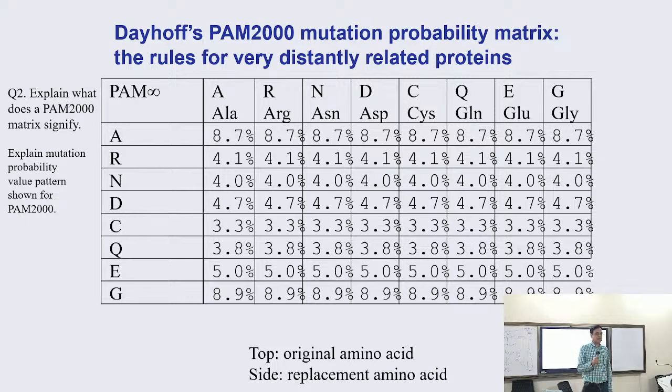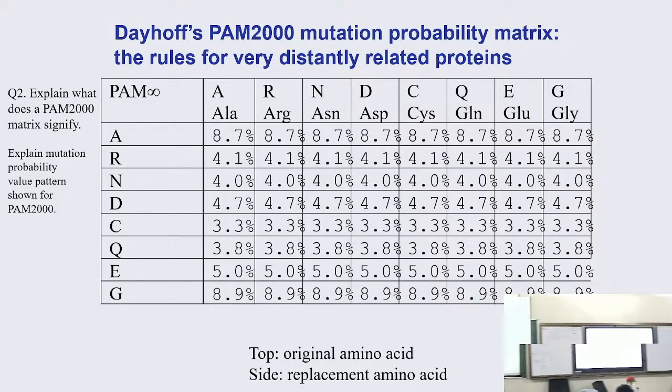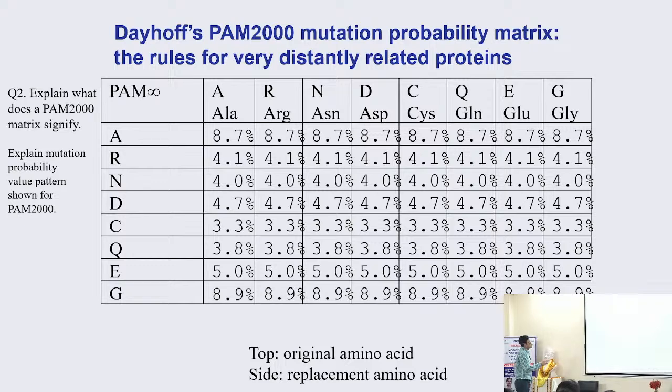PAM 1 is 1% divergence, but it also represents one evolutionary time unit. PAM 2000 represents 2000 evolutionary time units, and one evolutionary time unit could be in millions of years. So 2000 could be indicating billions of years of evolution, right? So in billions of years of evolution, something happened. Look at this, it seems like something happened. Explain the mutation probability value pattern shown here. Why is it like this?